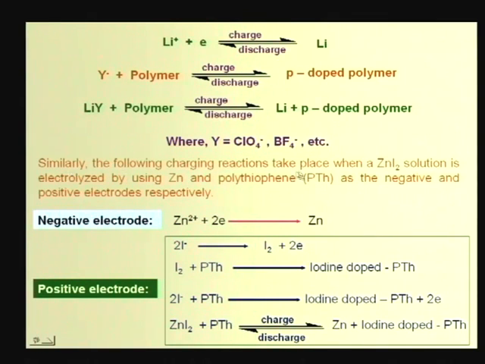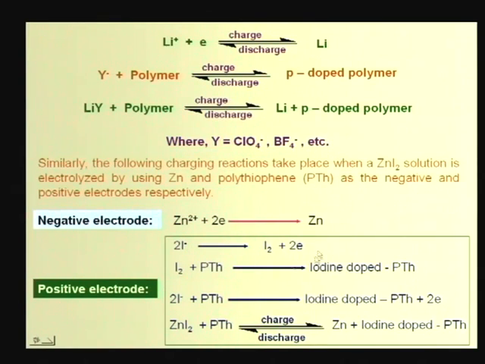Similarly, the following charging reactions take place when a zinc iodide solution is electrolyzed by using zinc and polythiophene as the negative and positive electrodes respectively. So, these are the sequences of steps. You see, zinc cation after accepting electron forms metallic zinc, and iodide ion can form molecular iodine releasing 2 electrons.